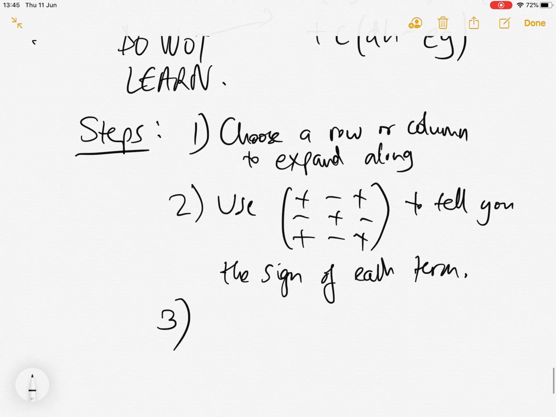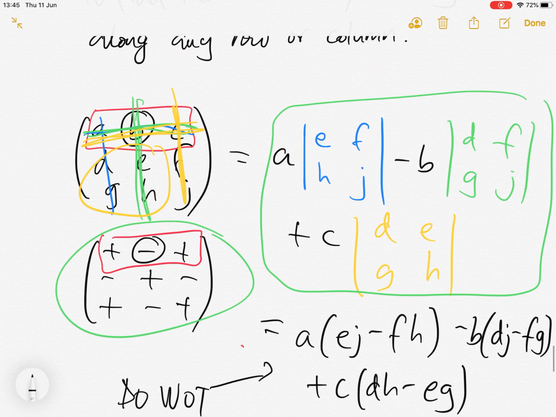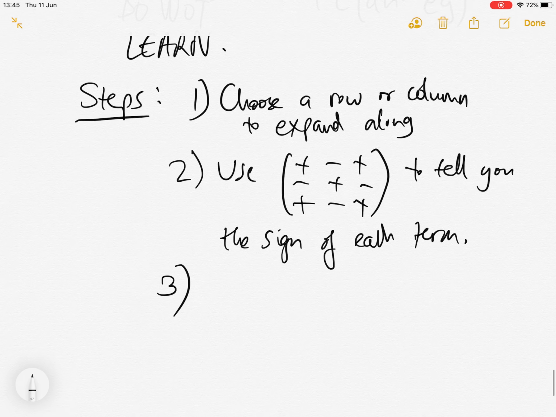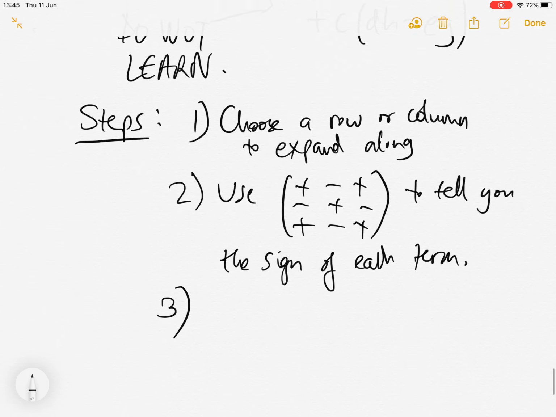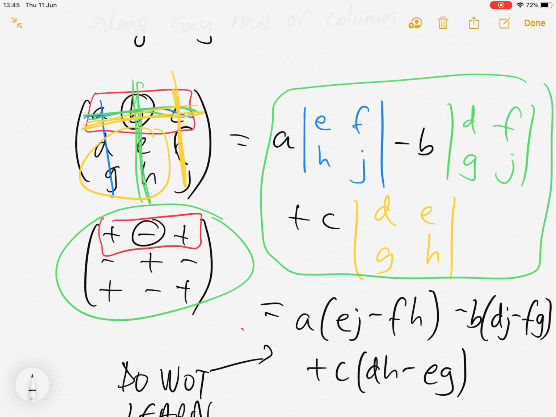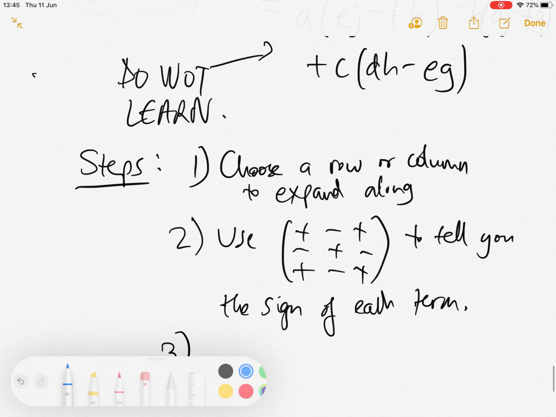Step 3, that's when you write out the terms. It's quite hard to explain in words, but in our case, we took the first row. So for the very first term, we had plus 1 times A times the determinant of the submatrix left when we cross out the row and column containing A.